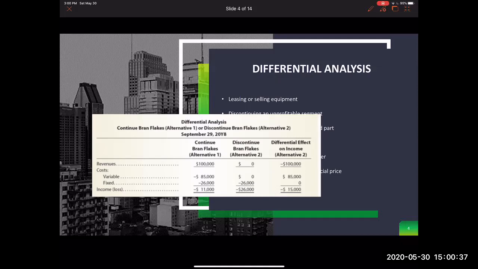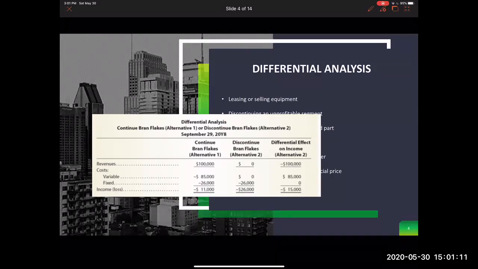Right? We lose $26,000 if we discontinue versus losing $11,000. Now, of course, there are some exceptions to this rule. One of the things you need to consider is short-term versus long-term effects, right? In the short term, a company may decide to continue it, because the loss is more palatable than under discontinuing it.